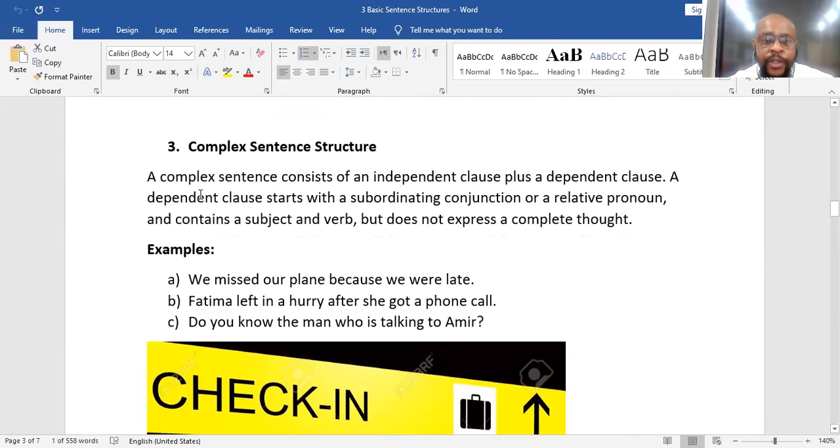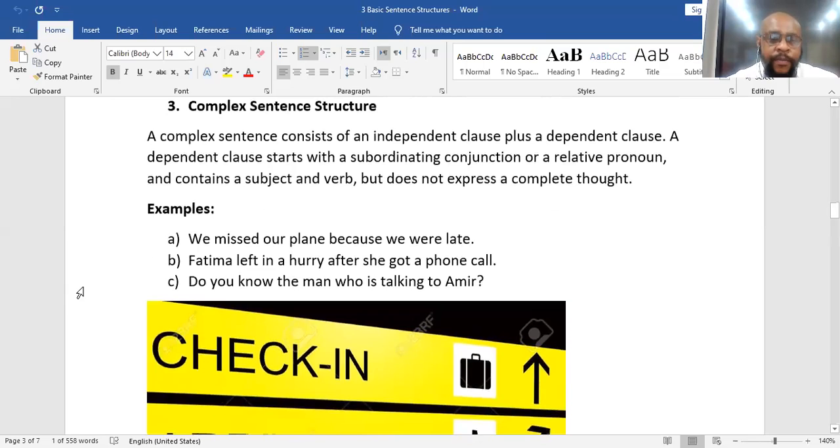The third, which is a little bit more difficult to understand, is a complex sentence structure. And I'll read this out. A complex sentence consists of an independent clause plus a dependent clause. A dependent clause starts with a subordinating conjunction or relative pronoun, right? And contains a subject and a verb, like the simple sentence, which only contains a subject and a verb, but does not express a complete thought, right? So I'll read the example sentence.